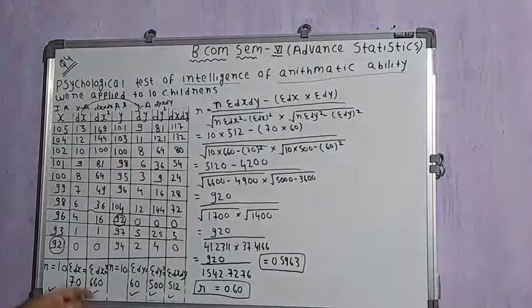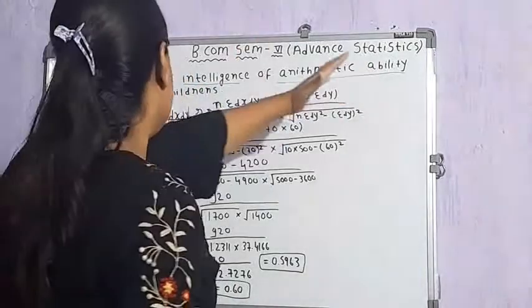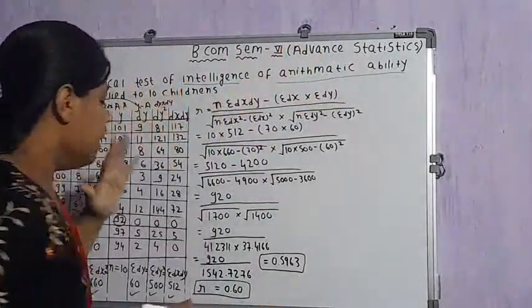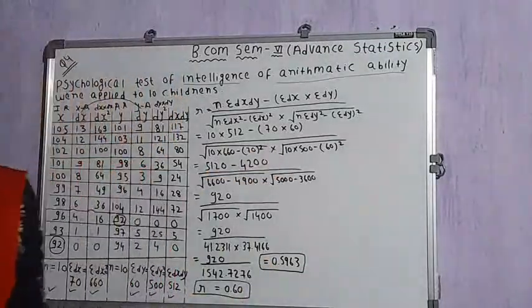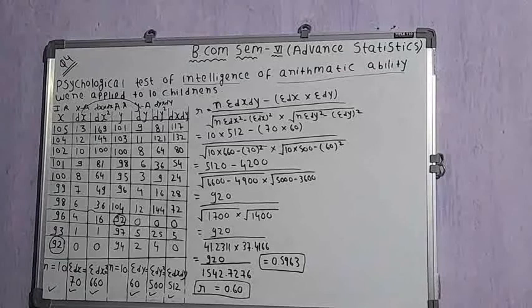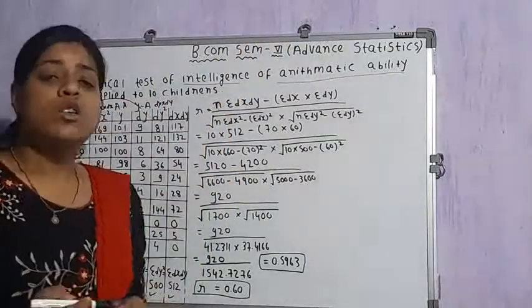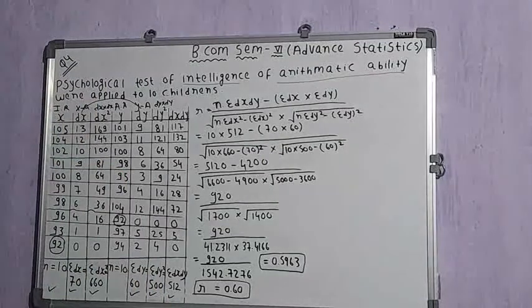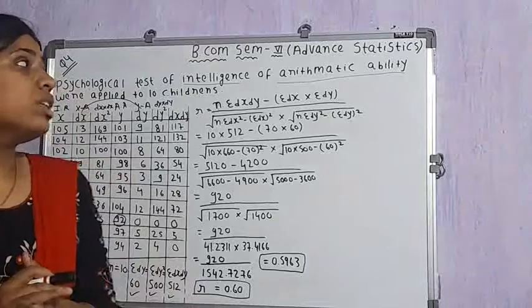So here what can we conclude? Here we can conclude that the correlation between the intelligence ratio and arithmetical abilities of 10 children is 0.60, which represents that there is a moderate degree of positive correlation between intelligence ratio and the arithmetic ability of the students. So this way we have calculated the coefficient of correlation and we have derived the conclusion as well.